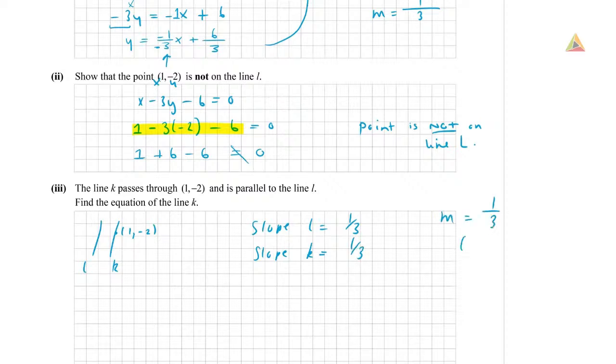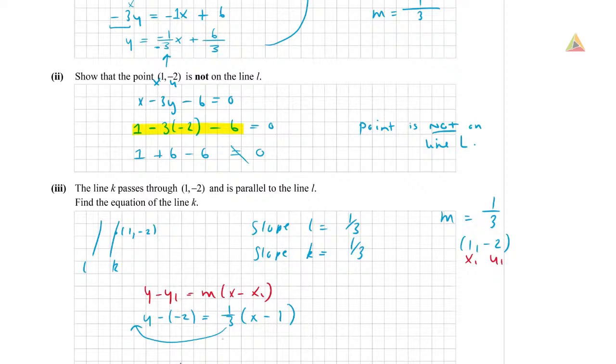And we also have the point 1 and minus 2, which can act as our x1 and y1 point. Now to get an equation, it's y minus y1 is equal to m bracket x minus x1. So we can put in y minus, so y1 is minus 2, is equal to m, which is 1 over 3, x minus x1, which is 1. Bring the 3 over here to get rid of the fraction, so 3 by y plus 2 is equal to 1 by x minus 1.